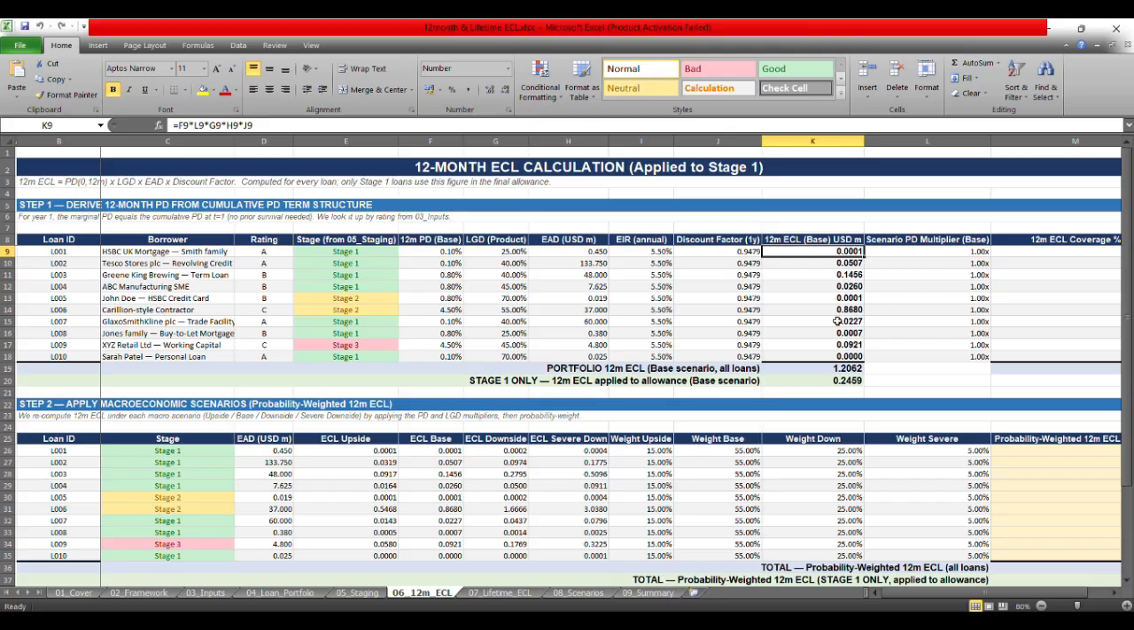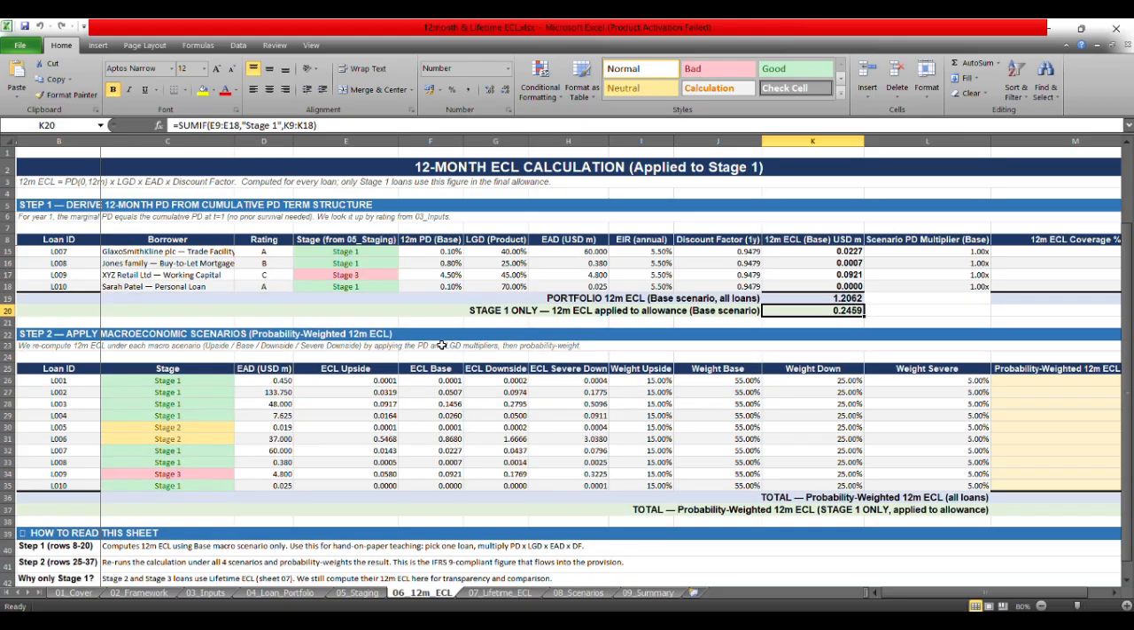When you do the summation of the ECL across all the loans, you would see that it is coming out to be 0.2459 if we are looking only at stage 1. For all the scenarios it is 1.2, but if you filter only for stage 1, it is coming out to be 0.2459. Then comes the probability weighting, where we apply the macroeconomic scenarios.